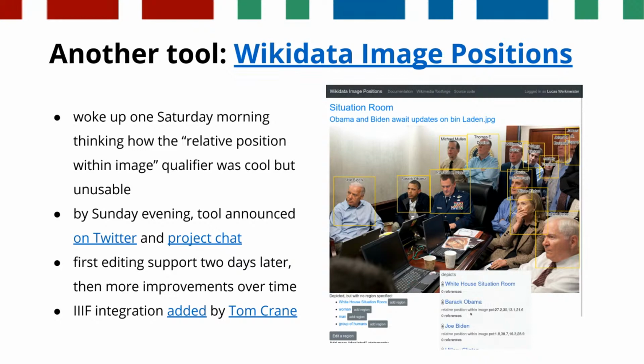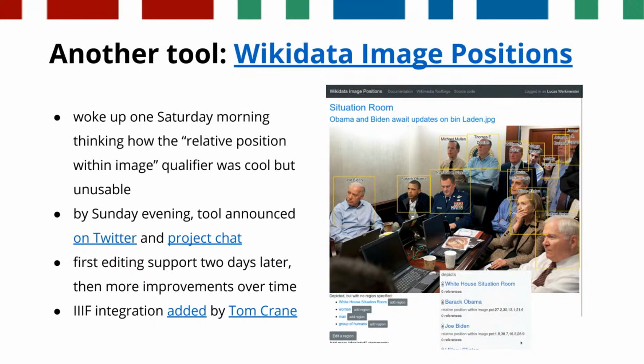And for Joe Biden, the qualifier reads PCT for percent 1.8, 30.7, 16.3, 29, 28.9, which means that the area where Joe Biden is depicted within this image starts at 1.8% from the left and 30.7% from the top, and it is 16.3% wide. So that's all those numbers in there.